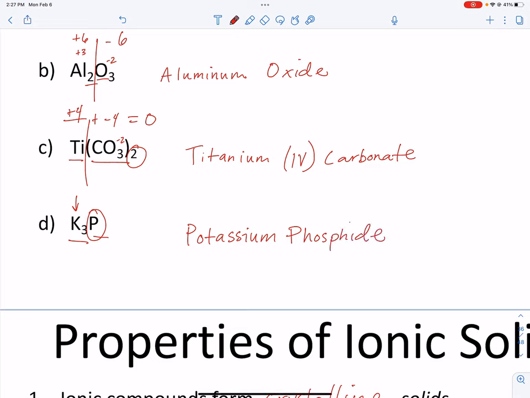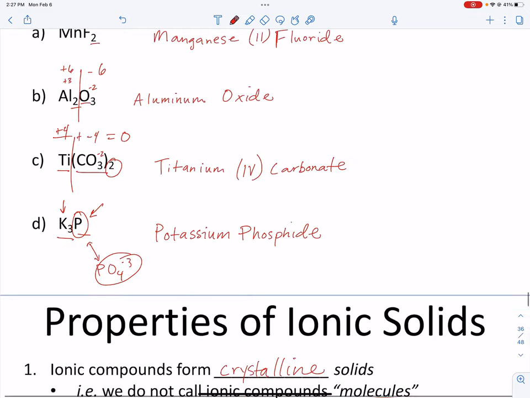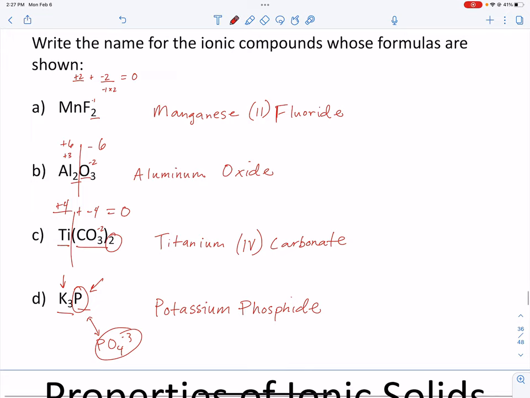If some of you wrote phosphate, that's because you're thinking about PO4, and these are not the same, okay? This top one is phosphide, and this one is phosphate. So potassium phosphide, no Roman numerals. That would be the name of these. I hope this was helpful.